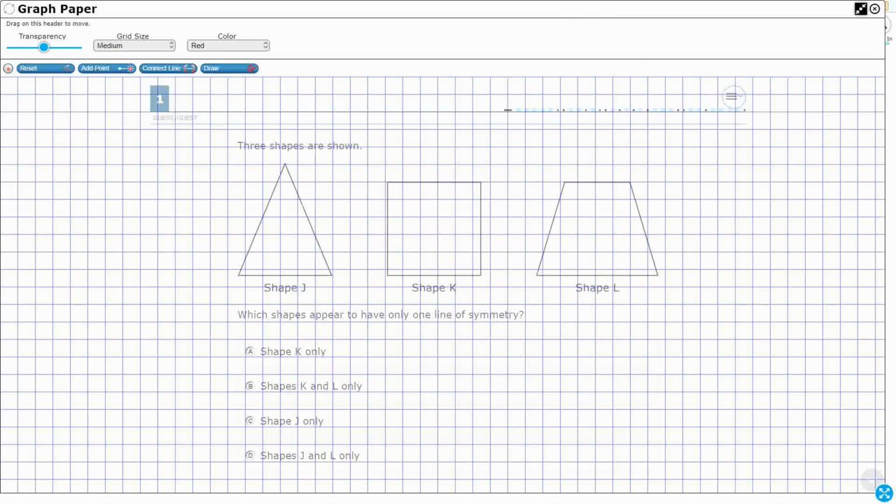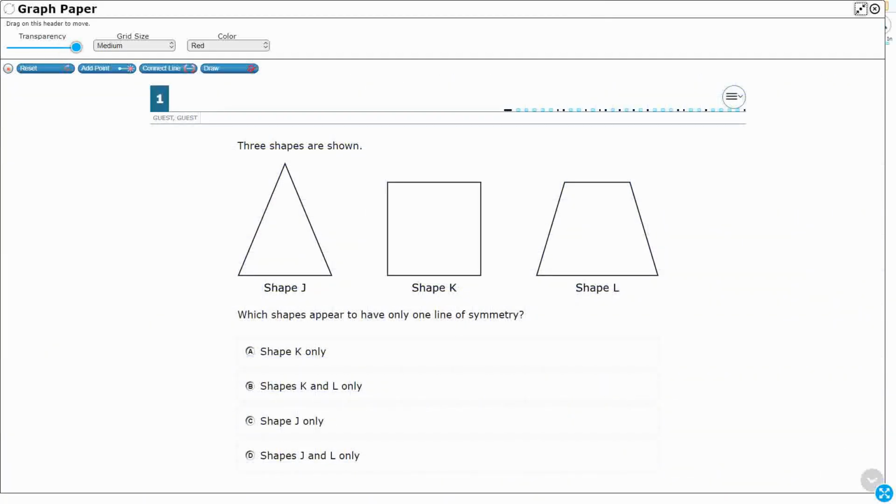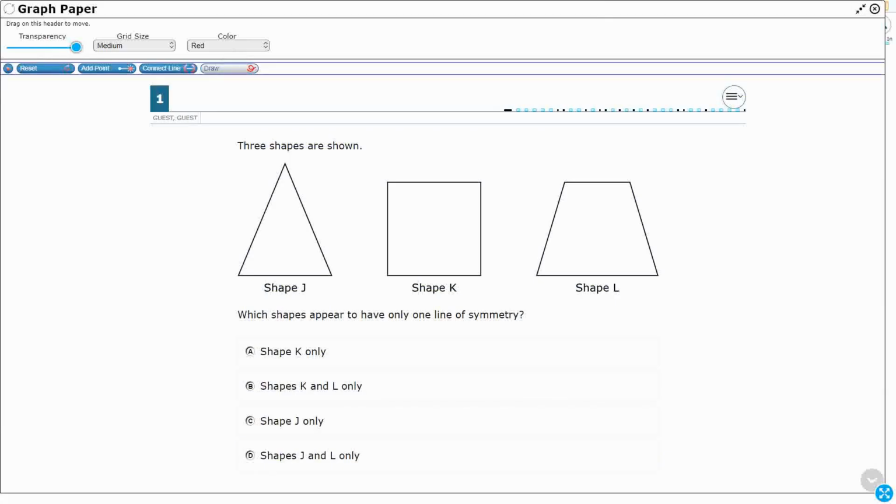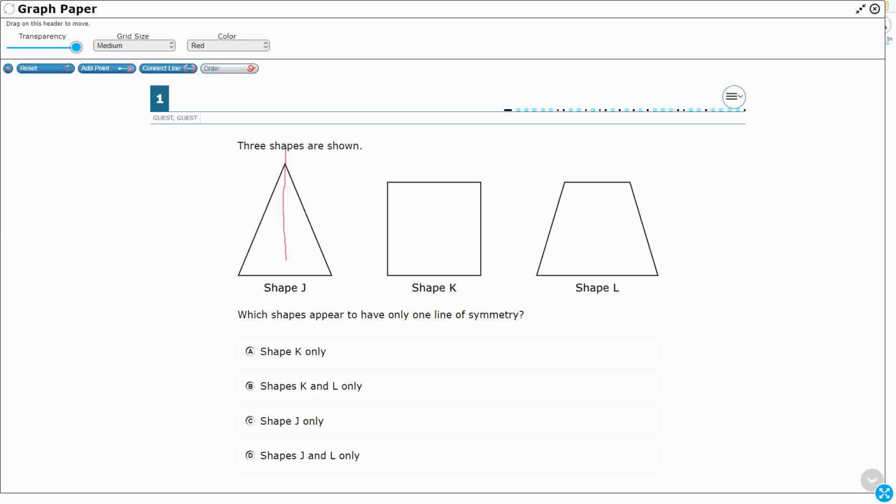A line of symmetry means it's an imaginary line that we can use to cut it in half equally without any overlap here. That doesn't line up perfectly, so I've got a line of symmetry right there in shape J. And that's about it. This is an isosceles triangle, and so we can only cut it into halves equally one way with a line of symmetry. If it was an equilateral, we could do it three different ways. So that's going to be one.